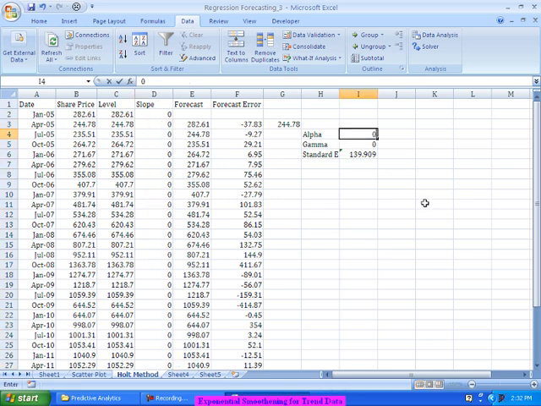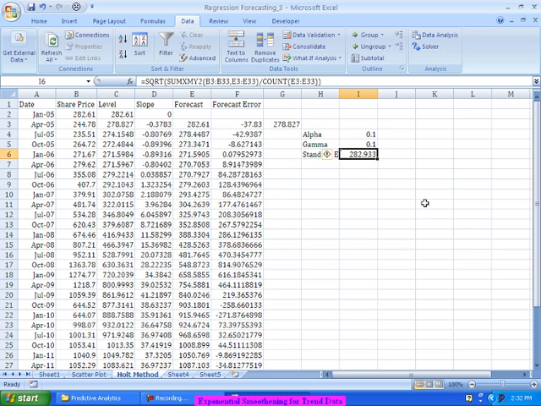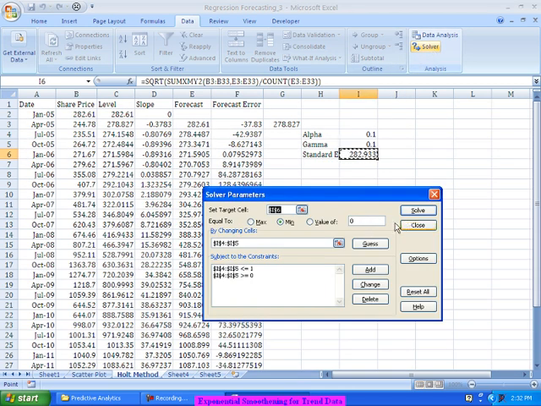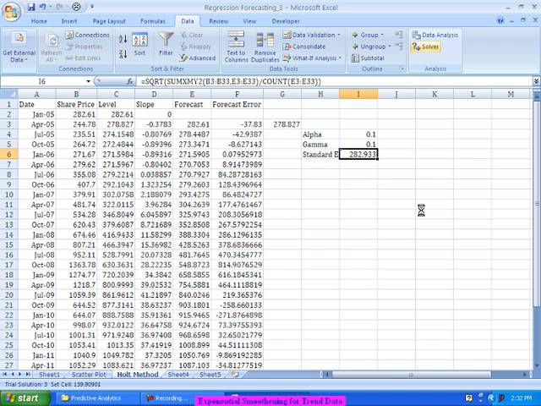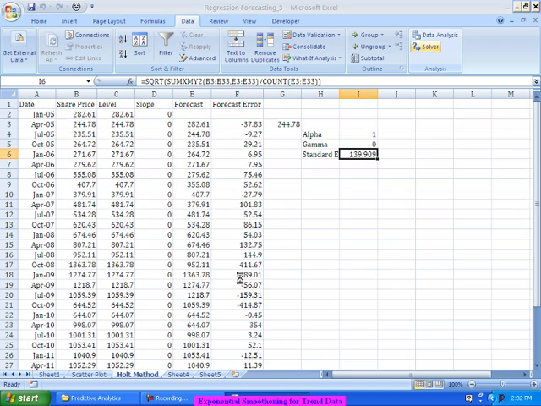Let me start with 0.1 and 0.1 itself. Right now, if I go ahead with this scenario, let me try reusing the solver again with these as the parameters. Now, even then it is giving us the same solution. So the standard error is getting minimized at 139 when I take alpha equal to 1.